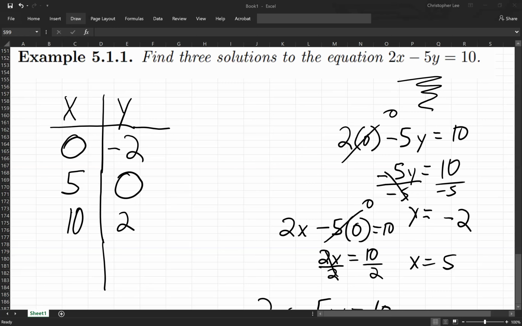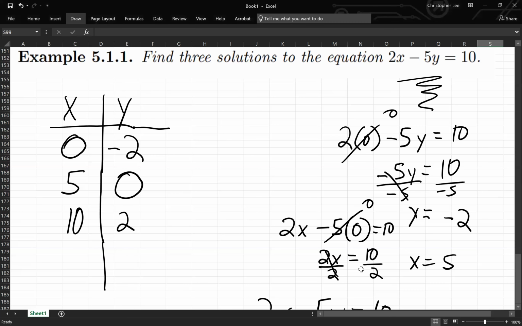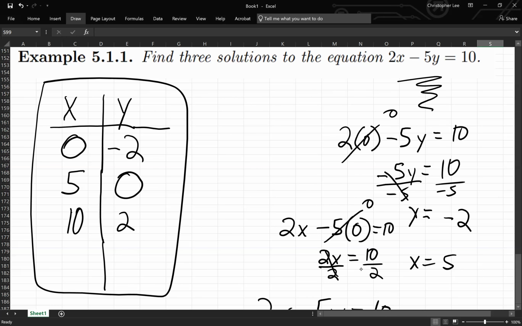The answer is the table. This is the answer right here, these pairs. The table is giving you multiple answers that satisfy this equation, right? That's what I'm trying to do. What numbers can I plug in for x and y to make them equal to 10? Now I could plug in some harder numbers too if I want, but I just want simple.